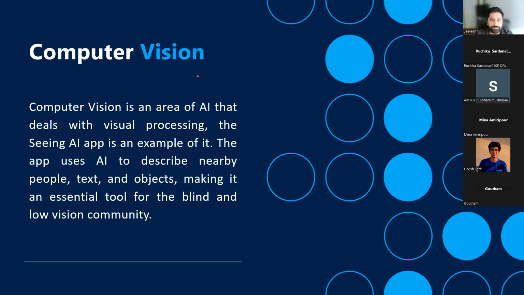Okay. Now, since we've discussed quite a few things about this, the next few slides might be going a little fast. Starting with computer vision, an area of artificial intelligence that deals with visual processing. The Seeing AI app is an example of it.